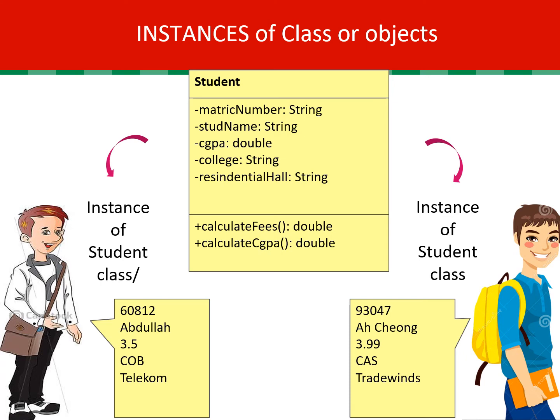For example, there are many UUM students, right? You first need to define the student class. You write the code first, and then when you run it, you can create multiple objects. Each of the objects can have different values. Okay, this is the object for Abdullah. This is the object for Achok, and so on.